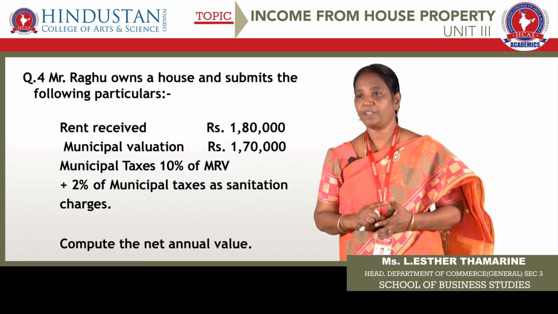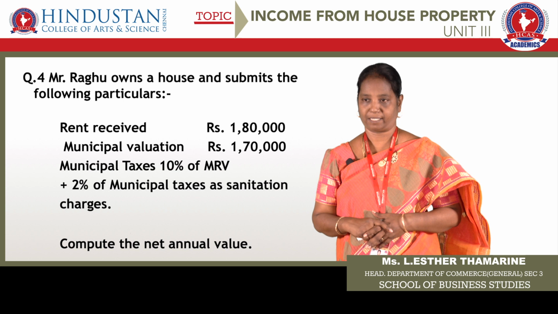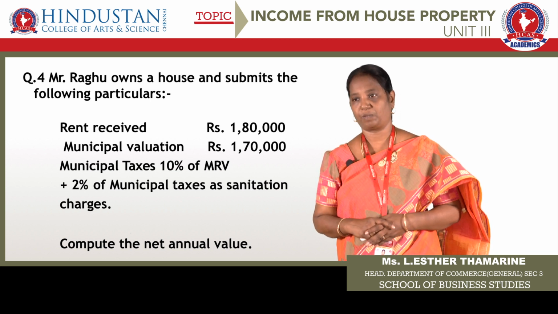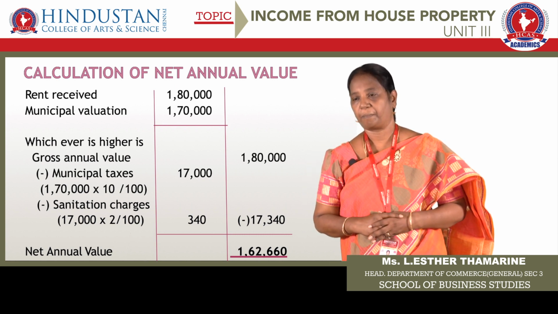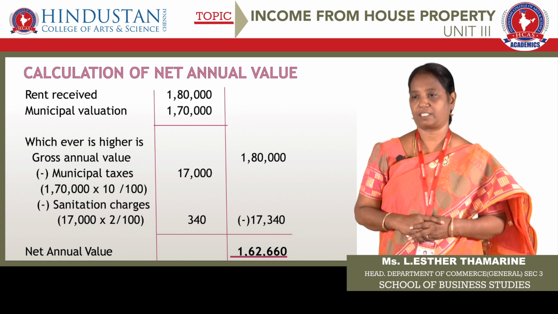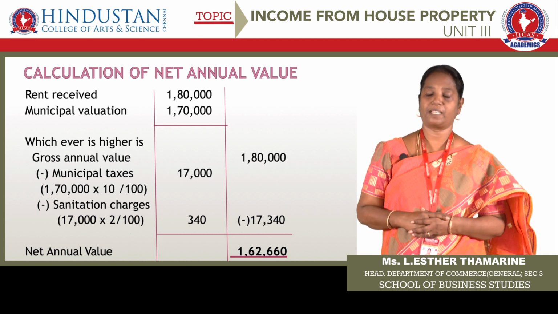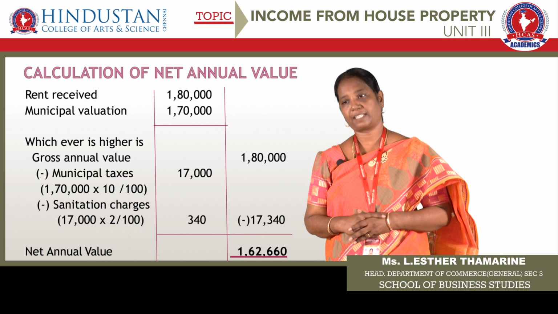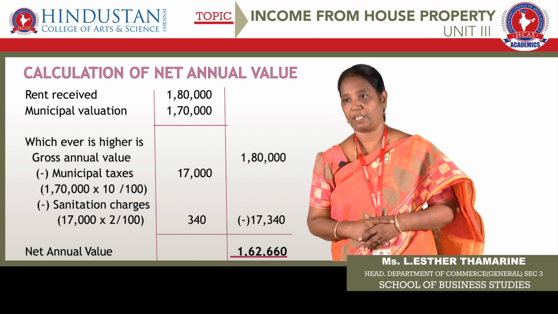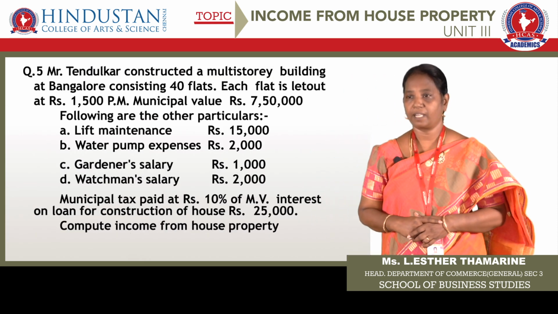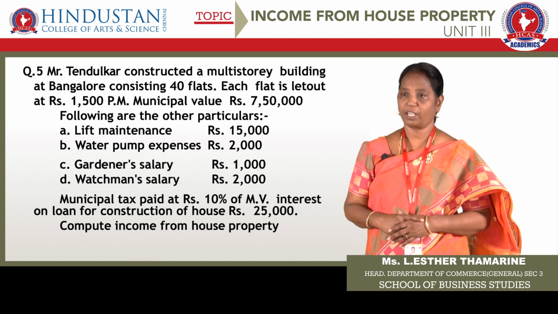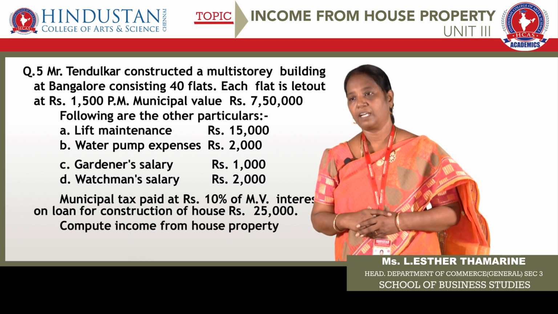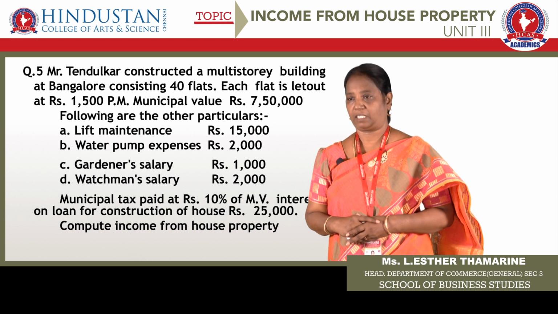Then the next problem, we have municipal tax paid by the assessee at 10% and 2% municipal tax on sanitation expenses is considered. How to calculate the net annual value? The net annual value will be calculated by deducting the municipal taxes and sanitation charges. These expenses are allowed only when the assessee has paid them. So the gross annual value should be deducted with municipal tax and sanitation charges. That will be the net annual value. Here we have another example. Here municipal tax paid is 10%, and along with that there is a watchman's salary and gardener's salary. These expenses need to be considered for calculating the net annual value.